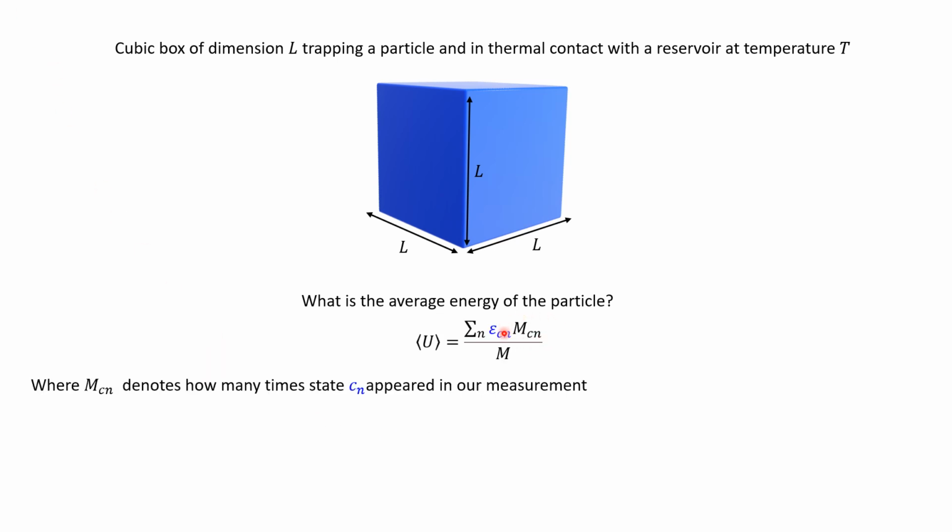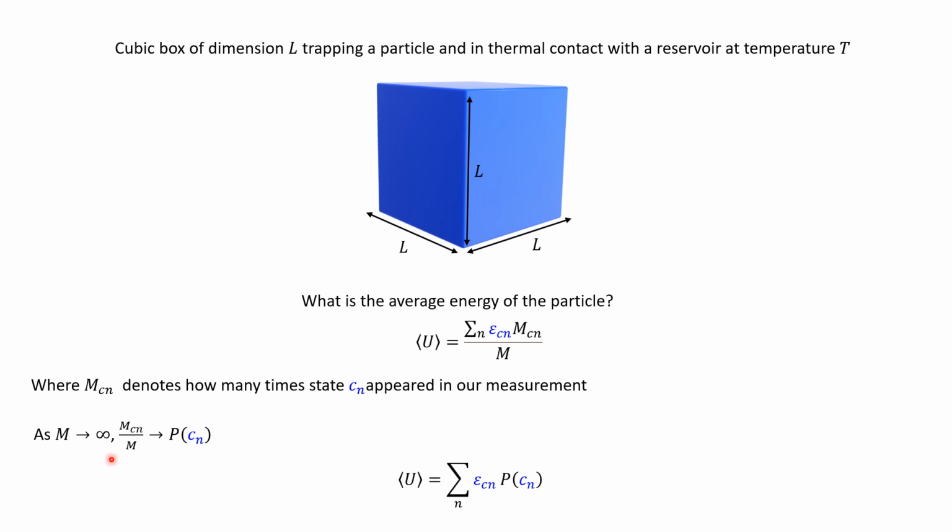Okay, so we've just said that this term is the number of times the state Cn appeared in our measurement. Now, as the number of measurements we take goes to infinity, then the ratio of the number of times the state Cn appeared to the number of measurements we took converges to the probability of finding the state Cn. So this is basically the definition of a probability.